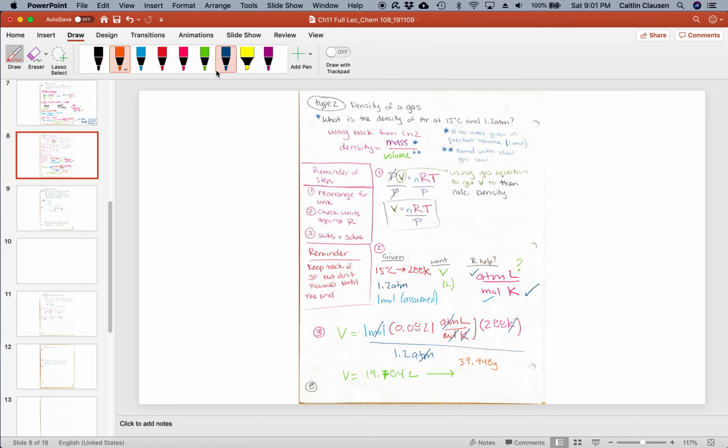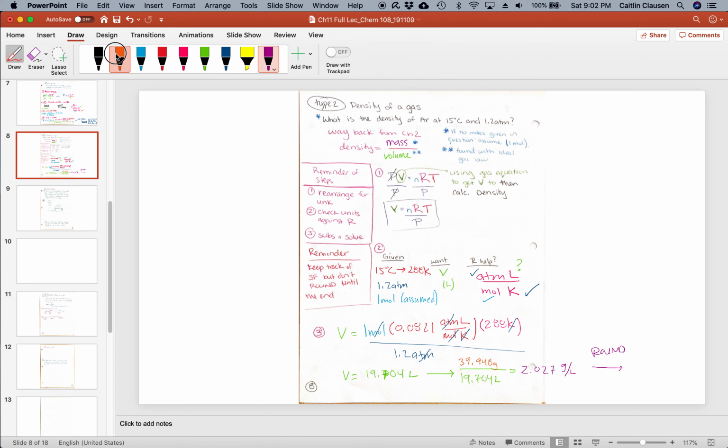If you don't believe me, do that calculation. And I divide that by the volume I just calculated, 19.704 liters. Grams over liters gives me density, which is what I wanted to find originally anyways. And if I divide that, I should get 2.027 grams per liter. You round it.